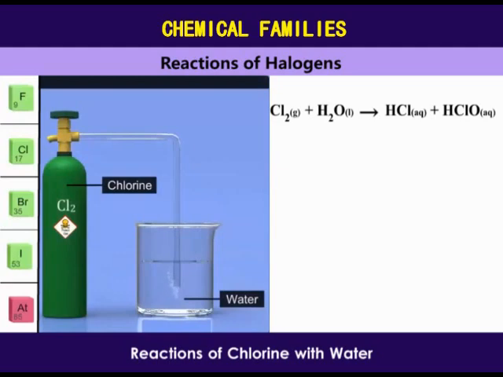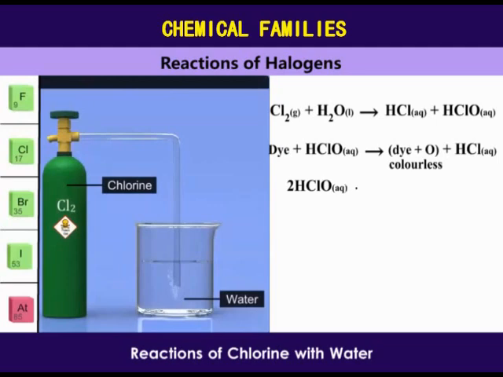Chloric(I) acid oxidizes the dye in the litmus paper to a colorless compound and itself is reduced to hydrochloric acid. The bleaching would not occur on dry litmus paper because no chloric(I) acid will be formed. Left standing in sunlight, chloric(I) acid decomposes into hydrochloric acid and oxygen.